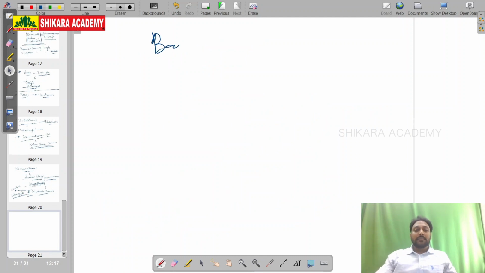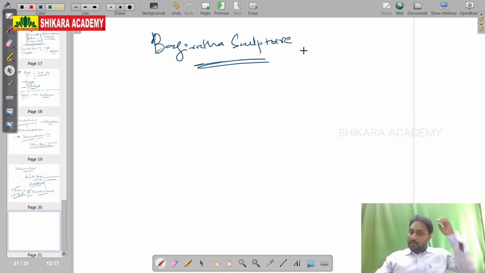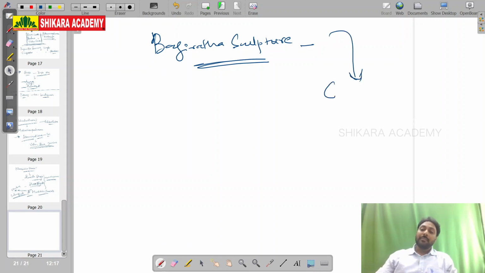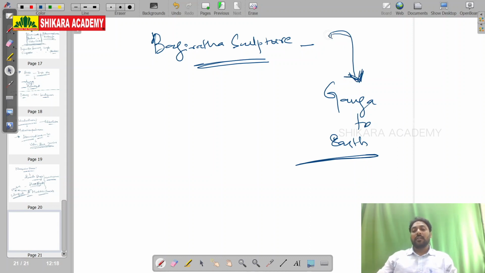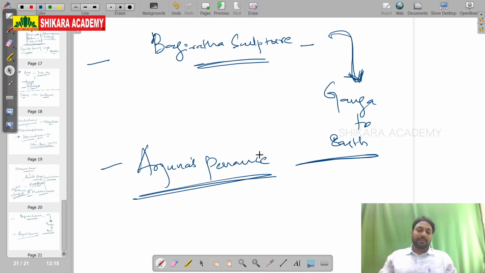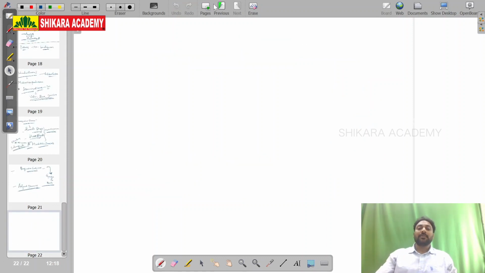And the Bhagirath sculpture. What is this sculpture? Sage Bhagirath bringing down the Ganga to earth. And also you will see Arjuna's penance, Arjuna performing penance. Dandi, the great poet, wrote a book called Dasa Kumara Charita.